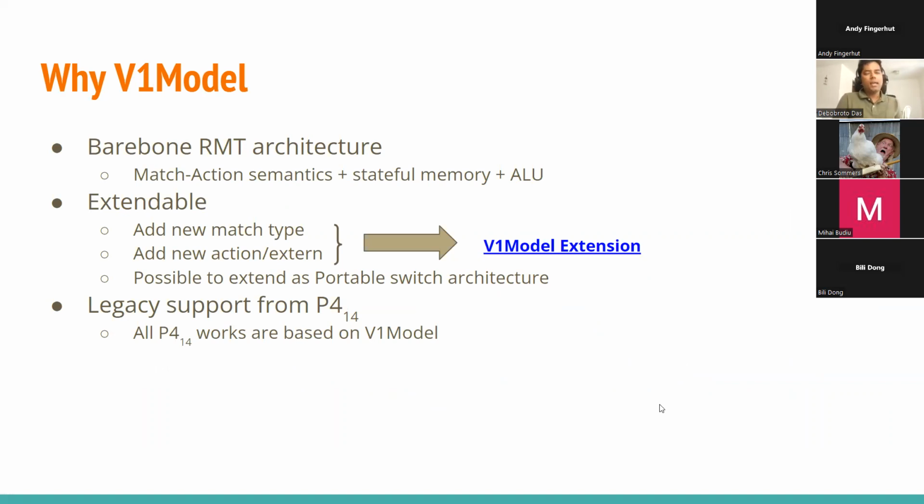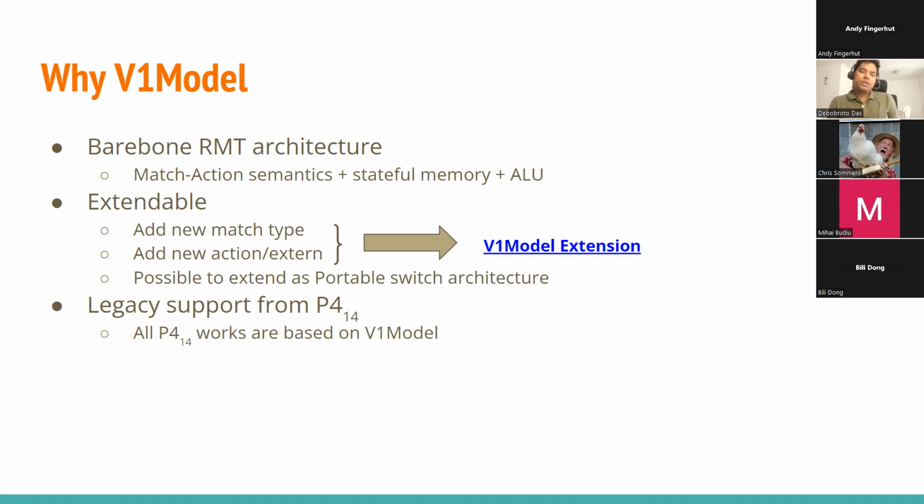Now, why have I selected the V1Model? The first reason is that V1Model is a barebones RMT architecture. So you can add new externs, new match units if you want, and experiment with that. If you add a new register extern or stateful ALU that can do Tofino-like processing, you can do that just by extending the V1Model.